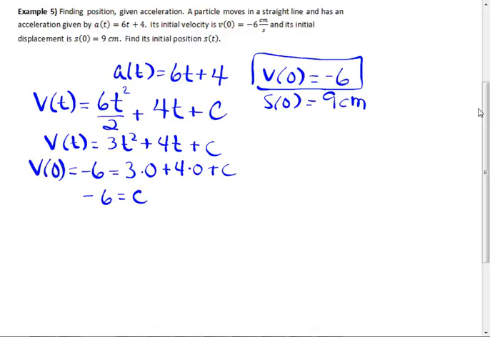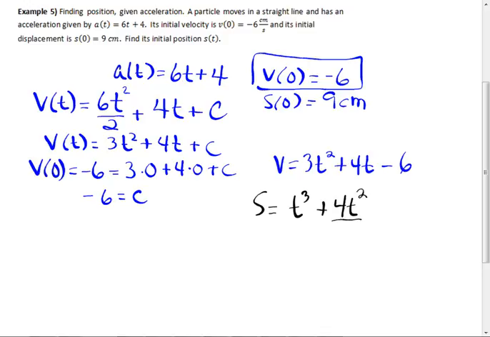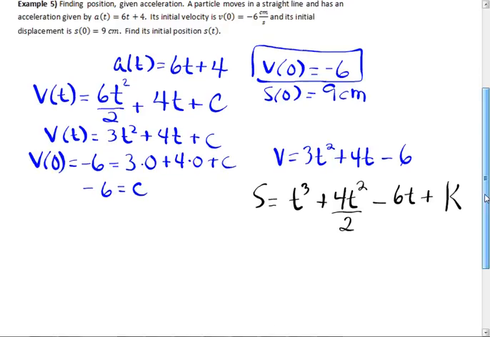Okay, now we want to find our position. So my v equation, except I don't have it here, v is equal to 3t squared plus 4t minus 6. Now, to find your position equation, you just find the antiderivative of this. So what's this going to give you? t cubed plus 4t squared over 2. You can see that it's 2t squared. That's fine. I'm just showing all the steps. Minus 6t plus some other constant called k. Even though I used c twice yesterday, it really wasn't a good thing because it isn't the same value.